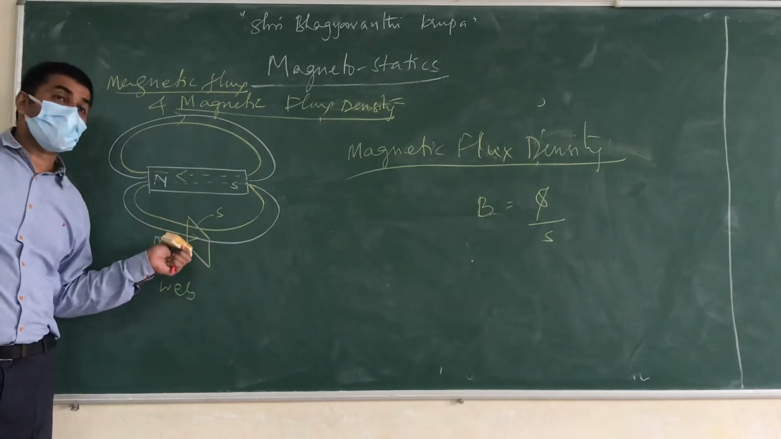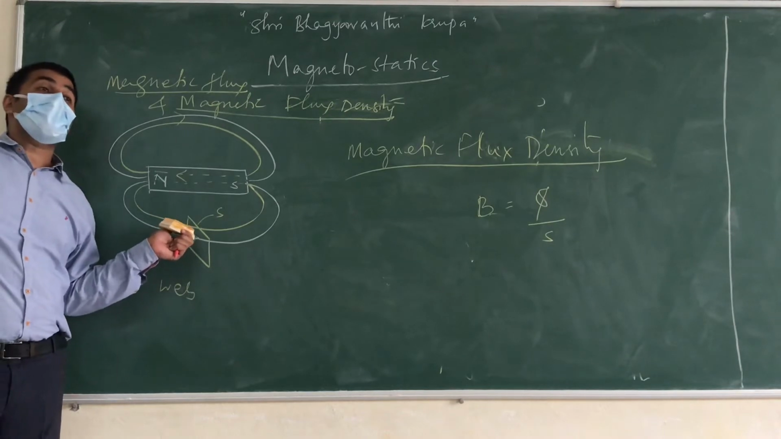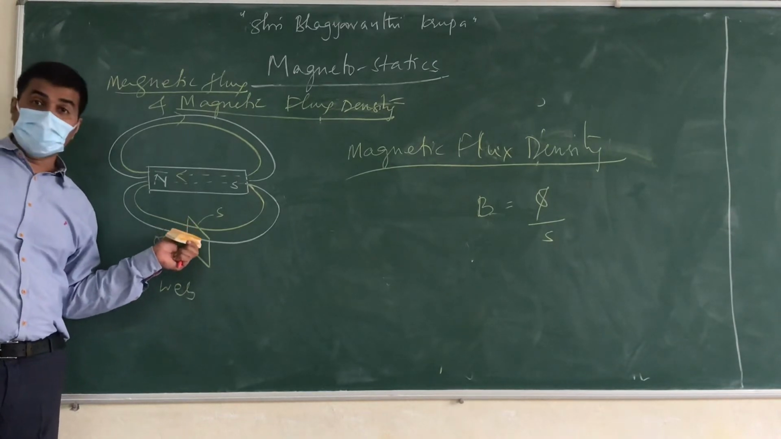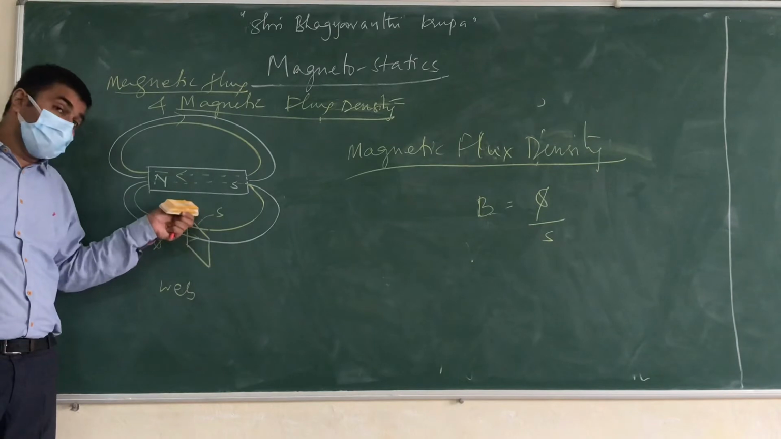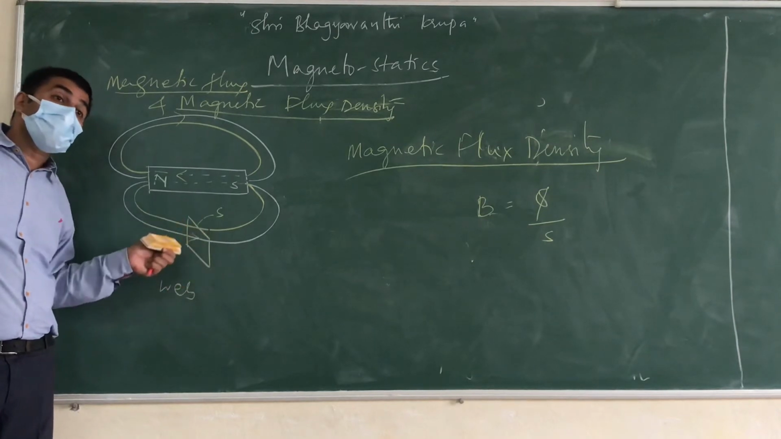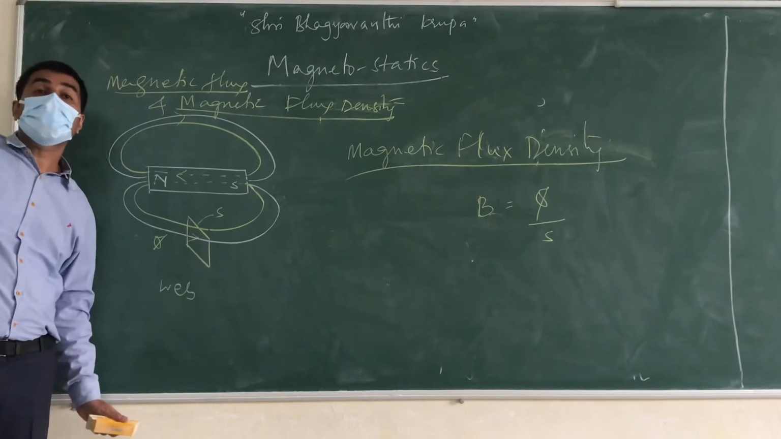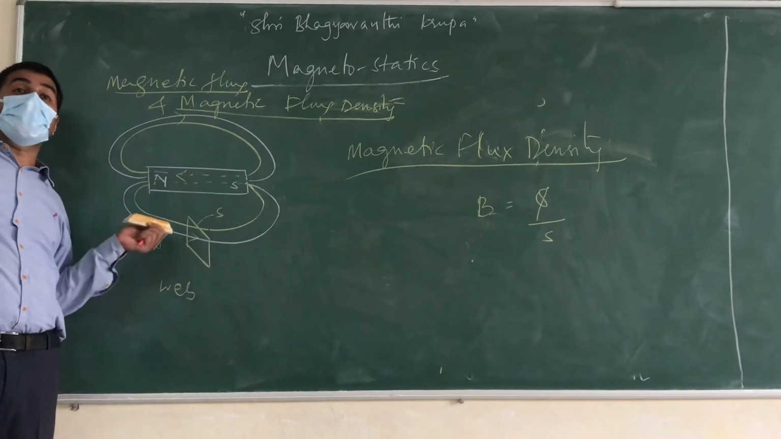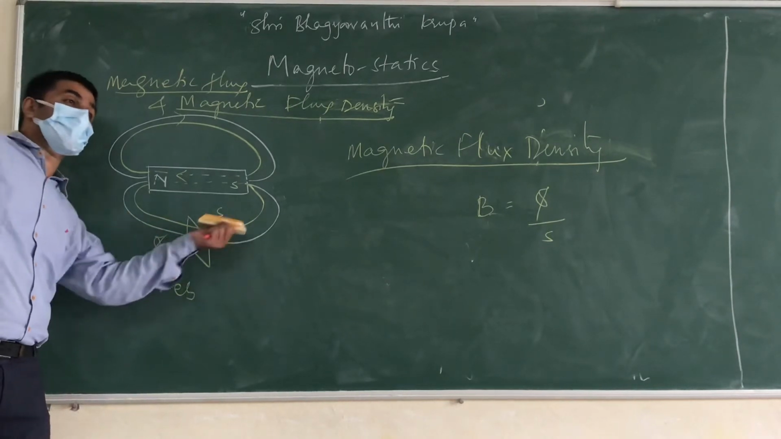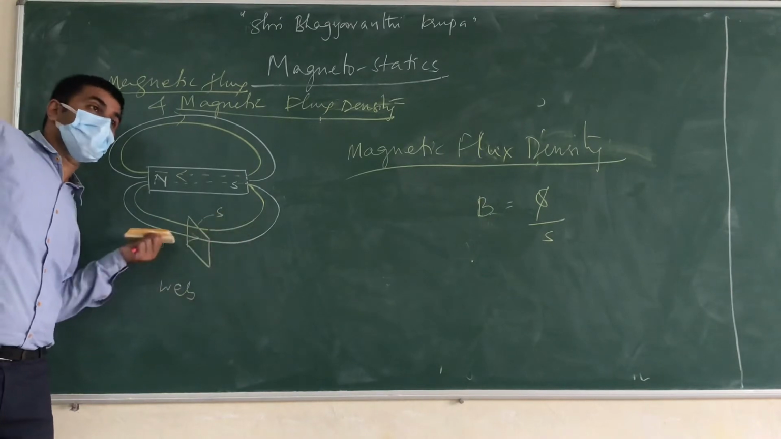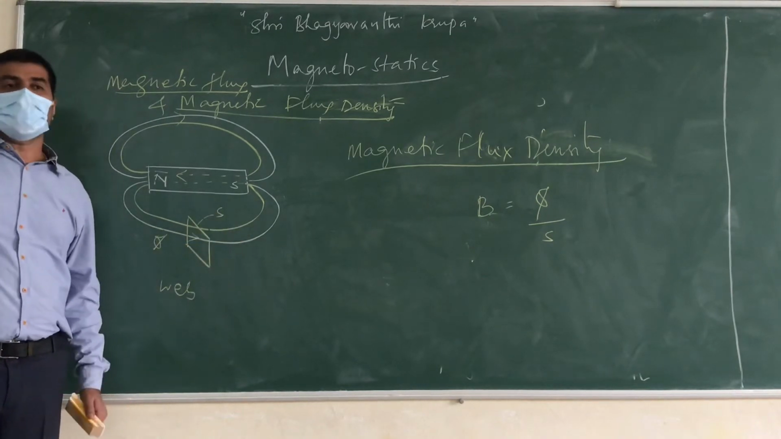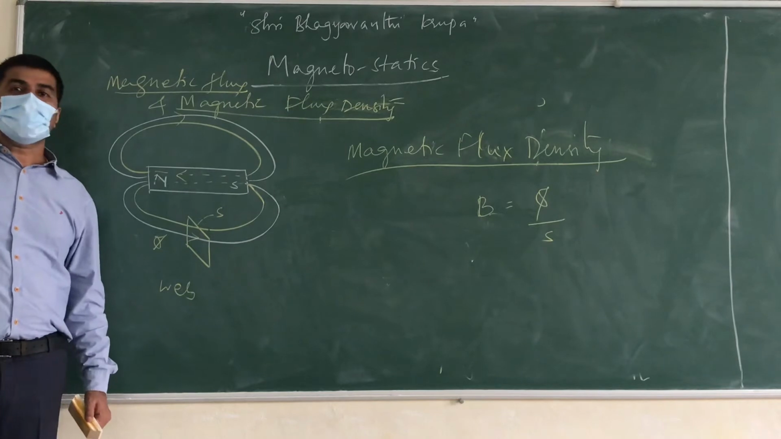It is defined as total number of magnetic flux lines passing through unit area held normally to the direction of flux lines.